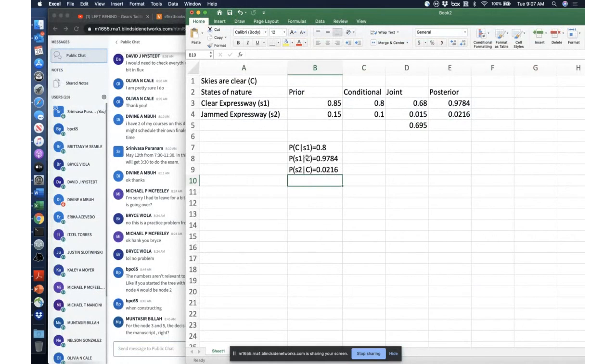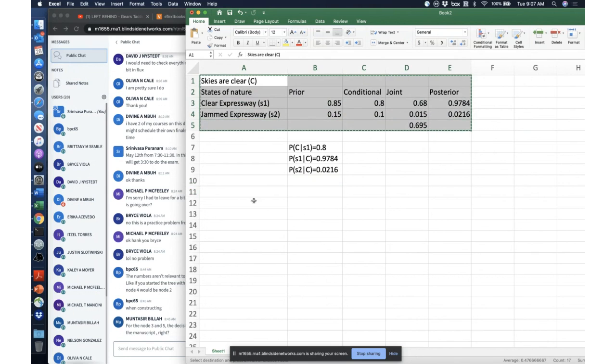Did you first notice that the skies were clear, or did you notice that there was no jam? If you notice that the skies were clear, and then you're trying to calculate the probability of jam versus no jam, these are the probabilities. But if you notice that there was no jam, and you're trying to look up what the weather condition was, there's an 80% chance of clear skies, 20% chance of non-clear, of overcast skies. So this probability is here.